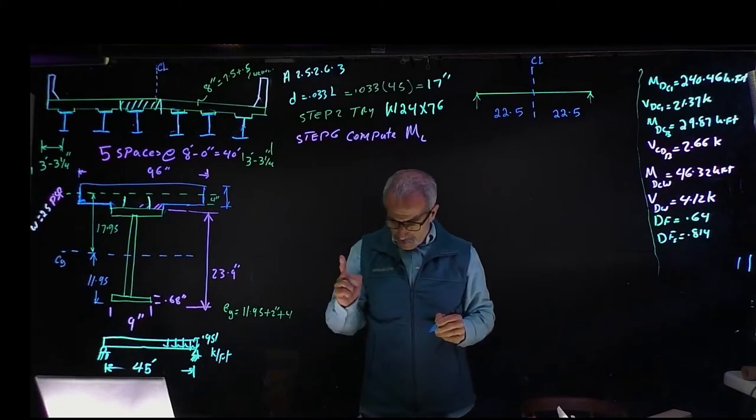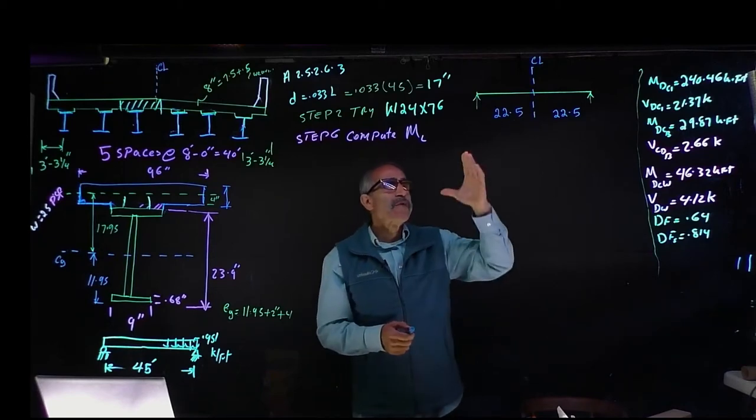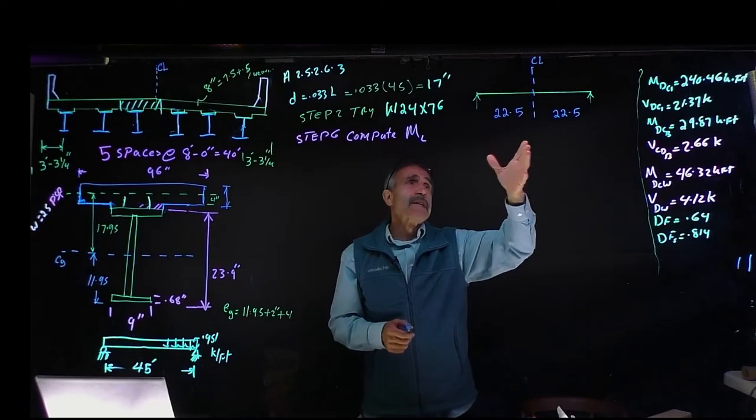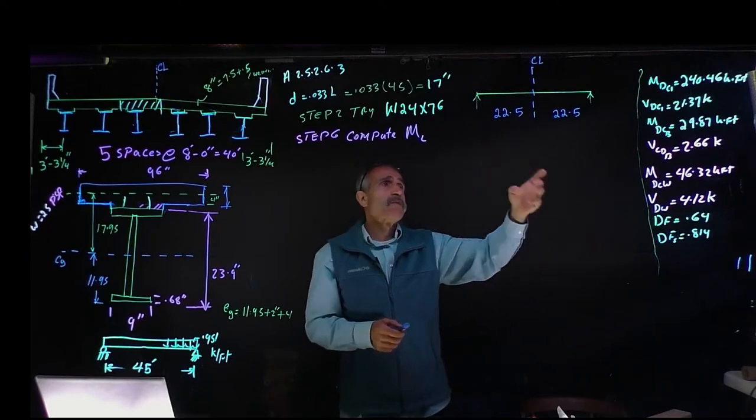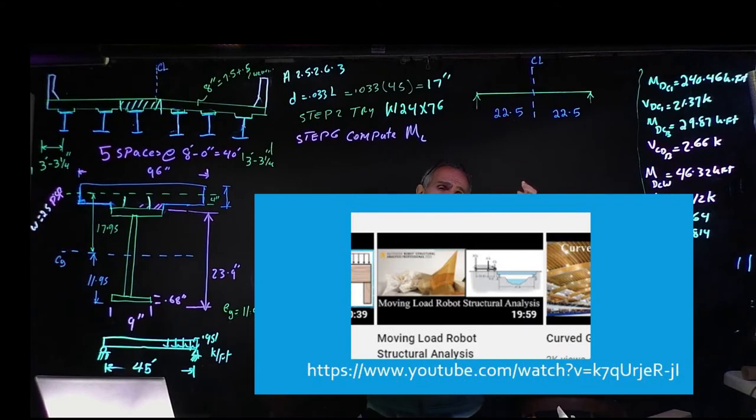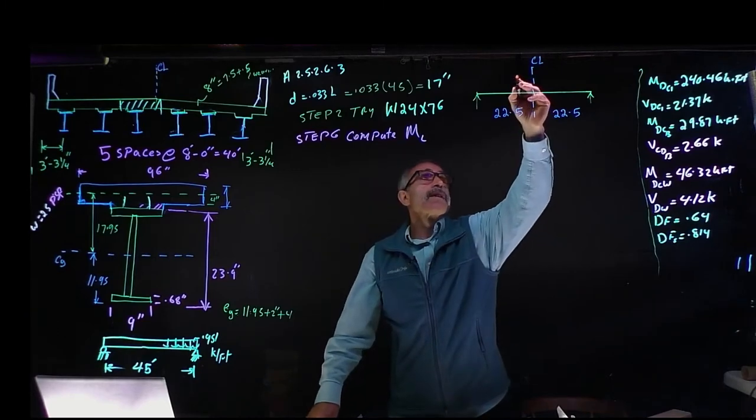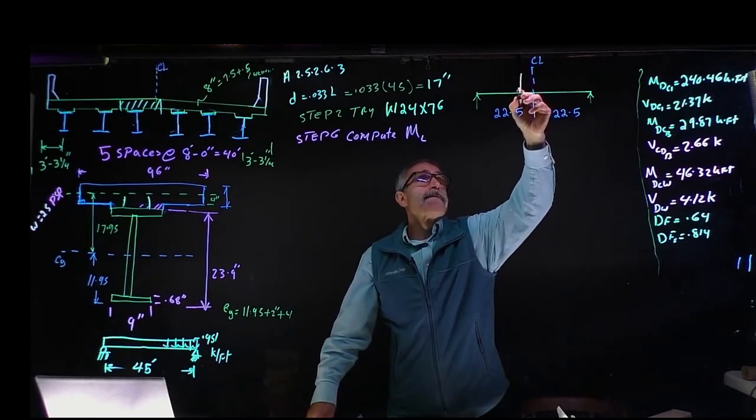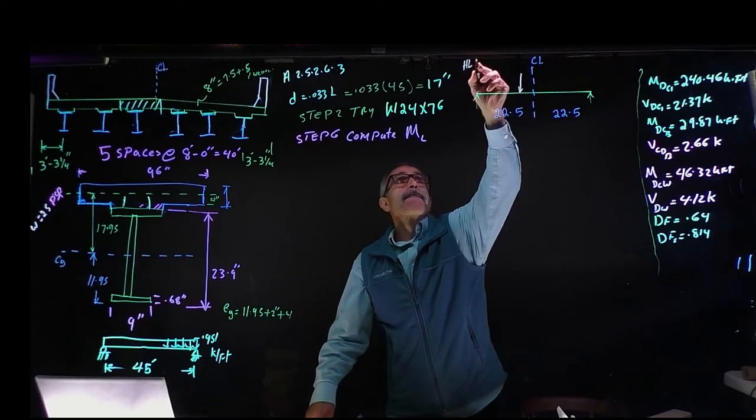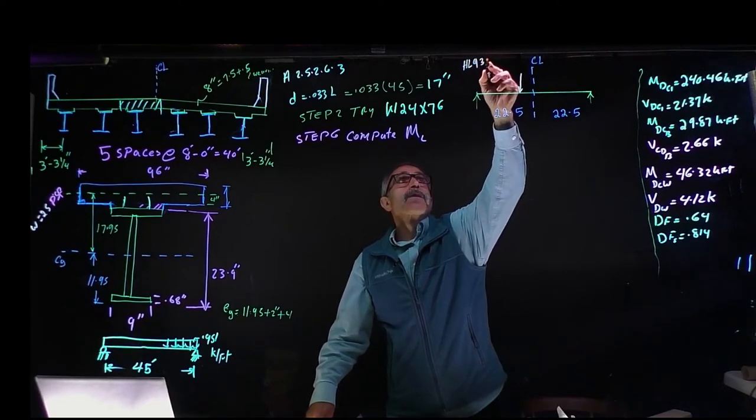A lot of times, if you want to know how we're going to find the maximum live moment, take a look at this video I have out there. We did it with Robot, and we did it with hand calculation. So that's where some of that stuff comes in. And we're going to place the load right here. We're going to put the 32 kips right here. This is for HL93 loading.